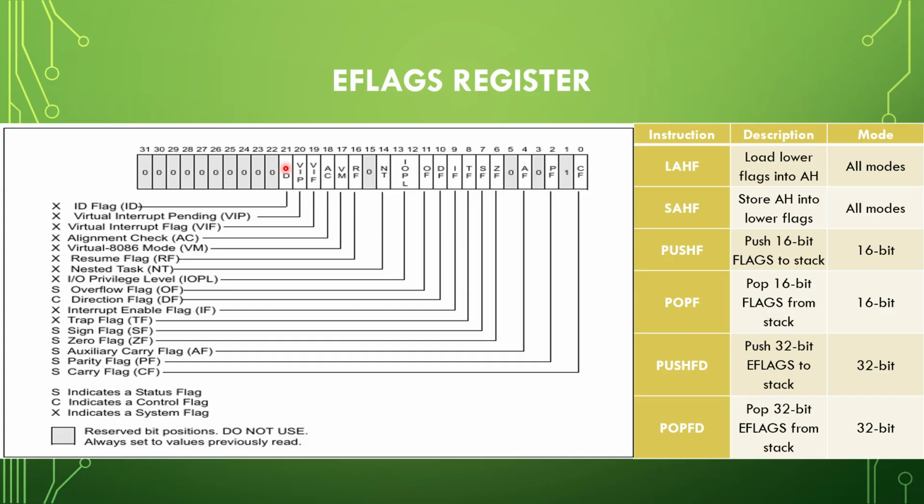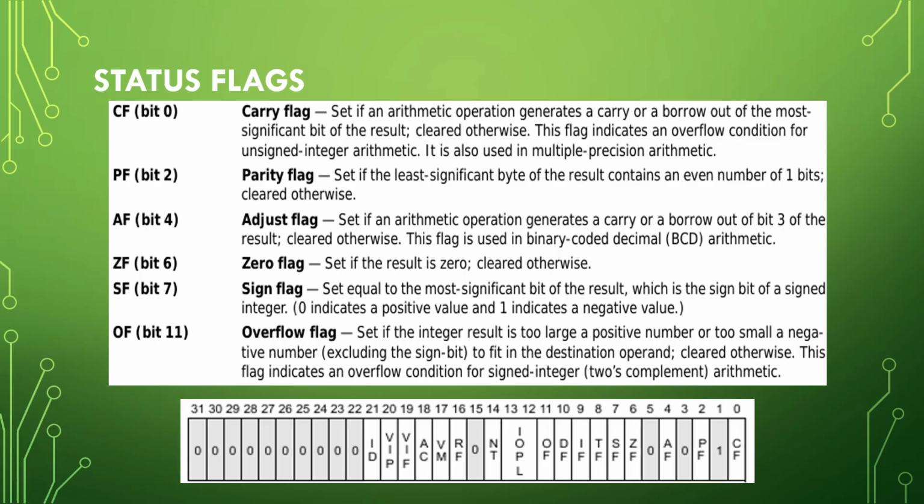So we'll go with the next slide. As you saw in the previous slide, there are various flag registers. EFLAGS means extended flags. Different types of flags are there. Basically, there are three types: status flags, control flags, and system flags. We will first explain the status flags.